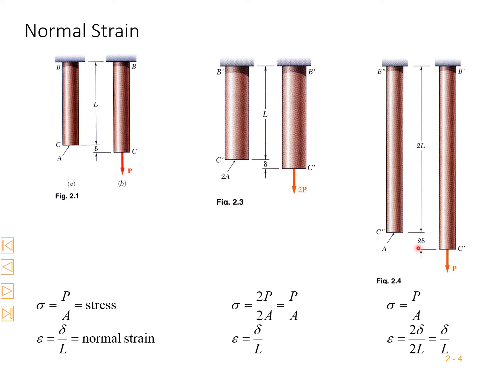And in this case, if we increase the length, with this force and this area, the stress is P by A, and the length is 2 times the original length, and the deflection is also 2 times. So this deformation divided by length, delta by L, the strain, is also the same. So in all these cases, stress and strain are the same, even though the forces and cross-sectional areas are different.